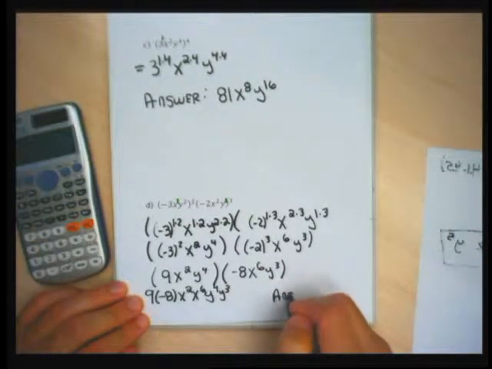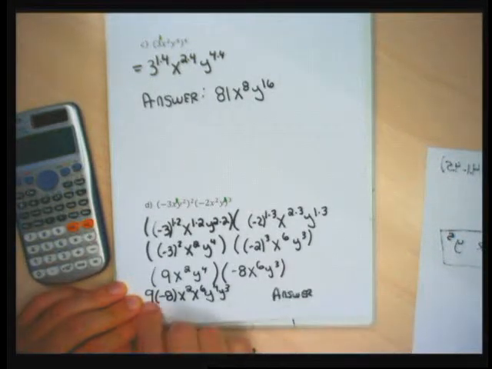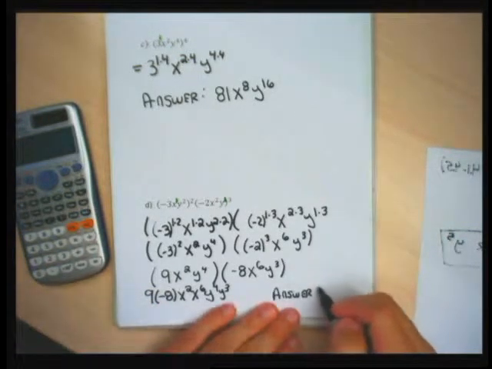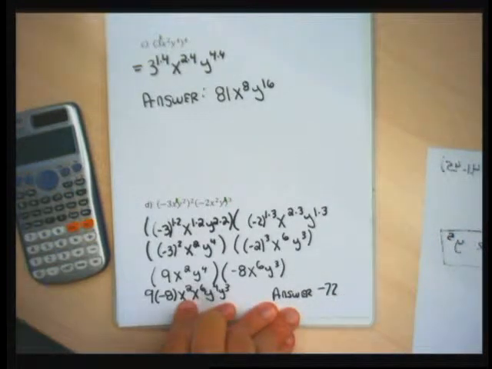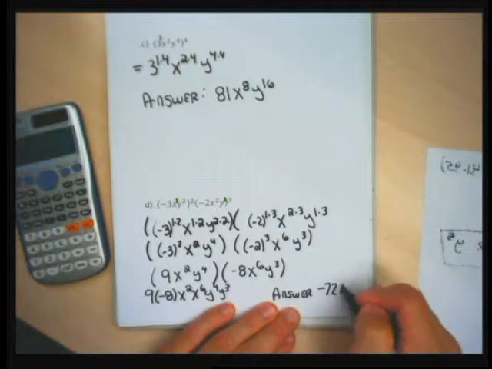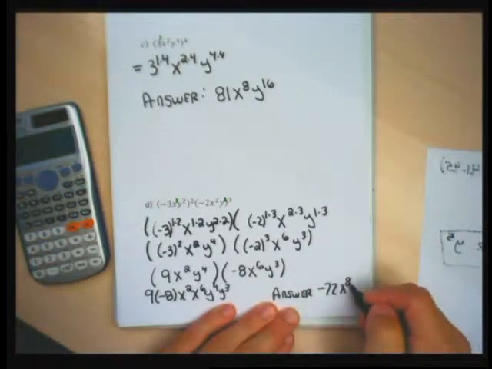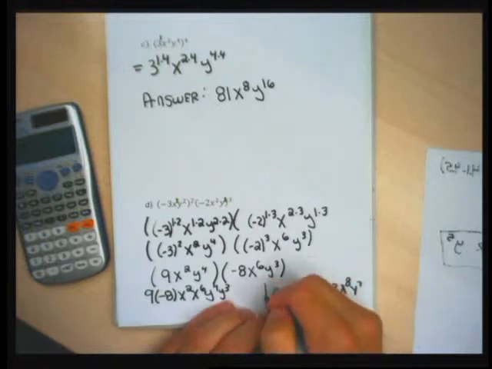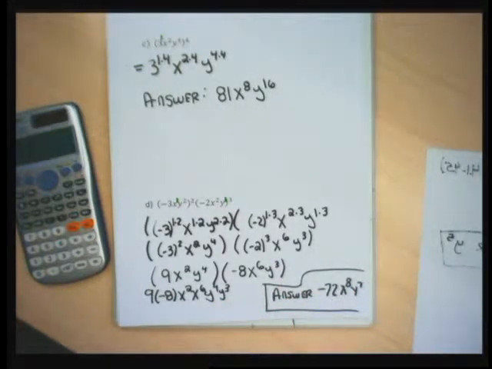And when I do that, my answer is going to have three things being multiplied. The first, the number negative 72 for the 9 times negative 8. On the x's now, I'm going to add their exponents and get x to the 8th power. And for the y's, I'm going to add their exponents and get y to the 7th power. So the final answer to part D should be negative 72 x to the 8th y to the 7th.